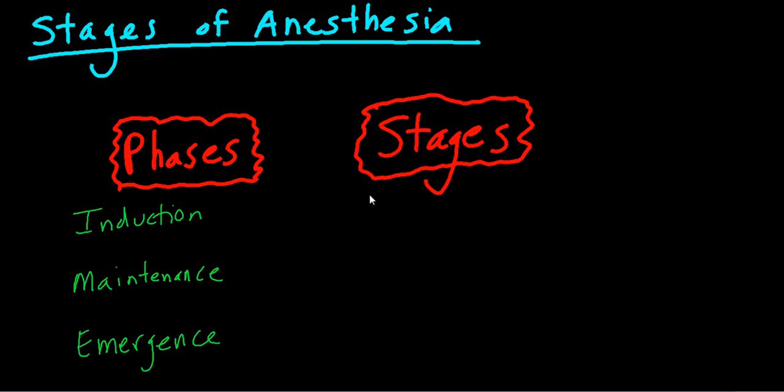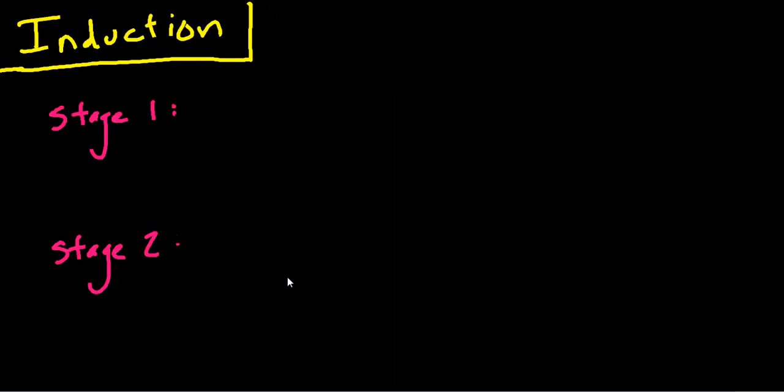Now there are different stages of anesthesia that can be talked about. These can be superimposed upon our different phases. So we have stage one, stage two, stage three, four, and five, and then we're going to emerge in the reverse order, but we'll get to that later. So what do I mean when we're talking about the different stages of anesthesia?